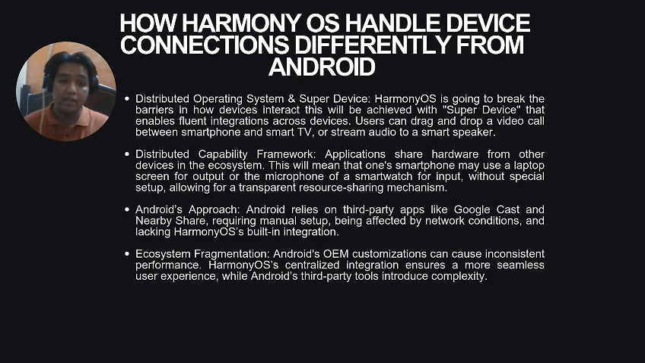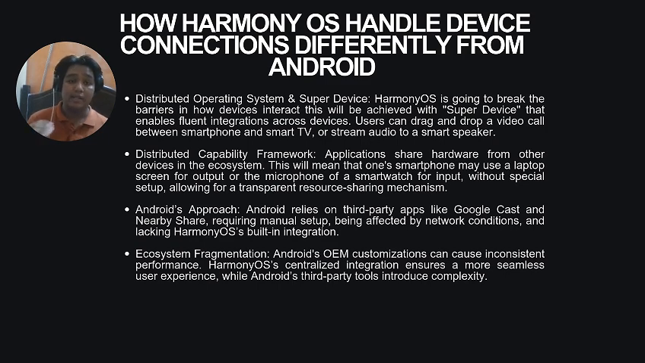Firstly, HarmonyOS introduced a feature called Super Device. Think of it as an ecosystem where all your devices work together effortlessly. Instead of manually pairing devices, users can simply drag and drop tasks between them. Imagine you are in a video call on your phone and you want to move it to your smart TV for a bigger screen. With Super Device, you can just drag the call to the TV, no need for extra apps or settings. Similarly, you can stream music from your phone to a smart speaker with just a simple tap.